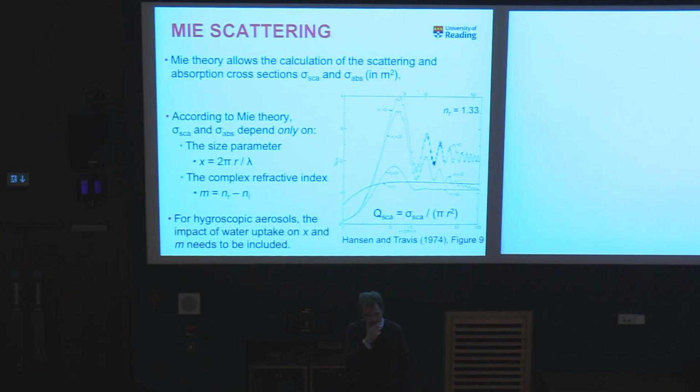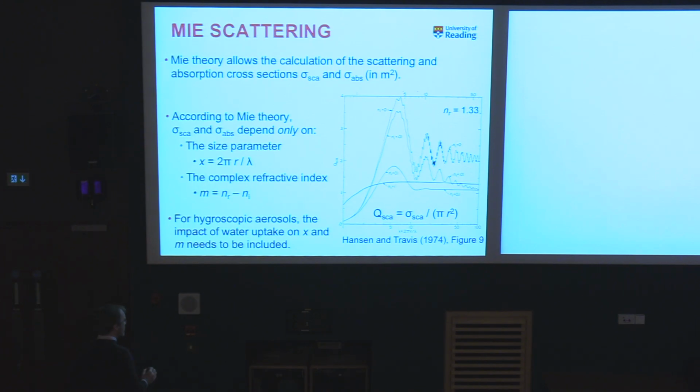So what do we compute? What's the output, if you wish, of the Mie theory are three quantities. The first two are the scattering and absorption cross-sections of the aerosol. So they are cross-sections, so they are surfaces in square meters. And if you wish, they represent the cross-section of the aerosol from the point of view of a photon. And the larger the cross-section, the more likely the photon is to be scattered or absorbed.